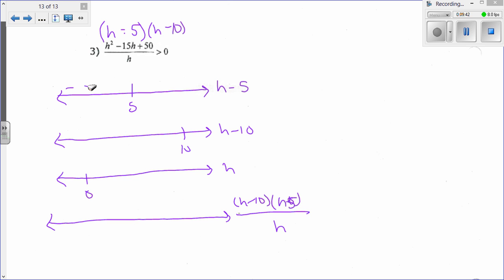I get a negative. If I put a number larger than 5, like 10, I will get a positive. Then with 10, if I put a number less than 10 in, 0, or 5, or even 9, I would get negative to the left. To the right, put a number larger than 10, like 15, I get positive. And then h, if I put a number less than 0, I get a negative number. If I put a number greater than 0, it's just positive.